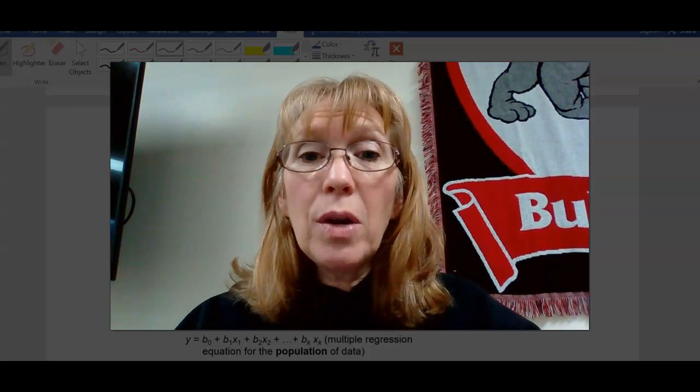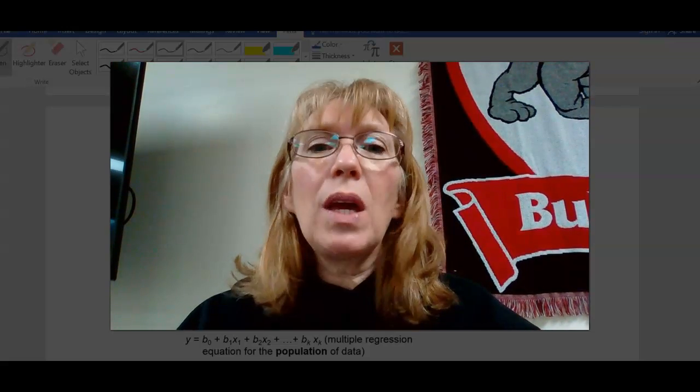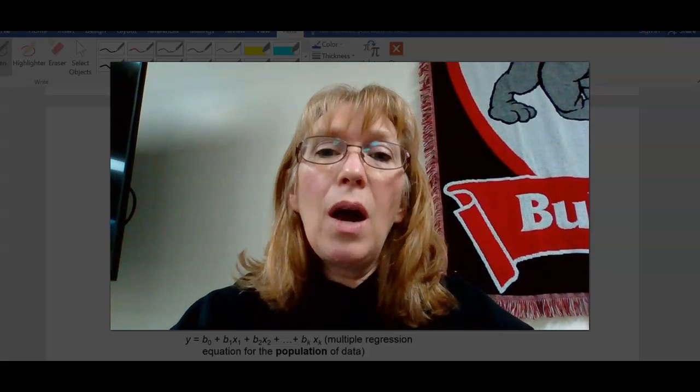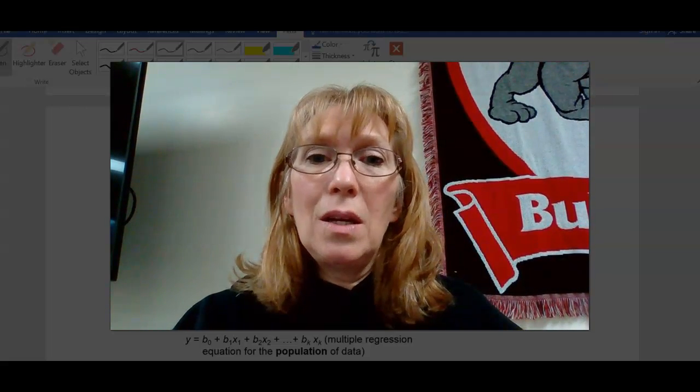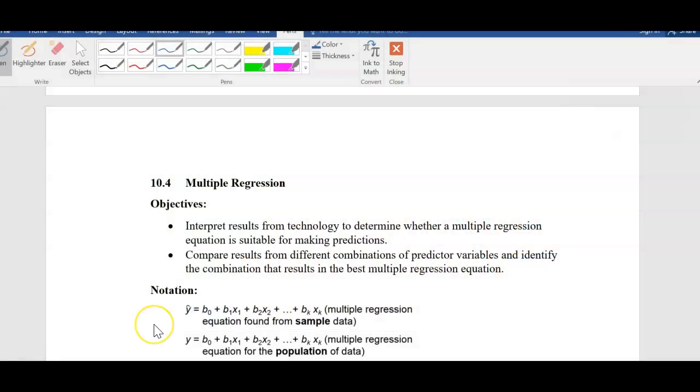This is multiple regression, and this is getting a little bit more realistic. Instead of one variable, we can have multiple variables, 3 or 4 things that actually contribute to how our data is represented. So you're going to need StatDisk again. Make sure you have your notes out, and let's go.